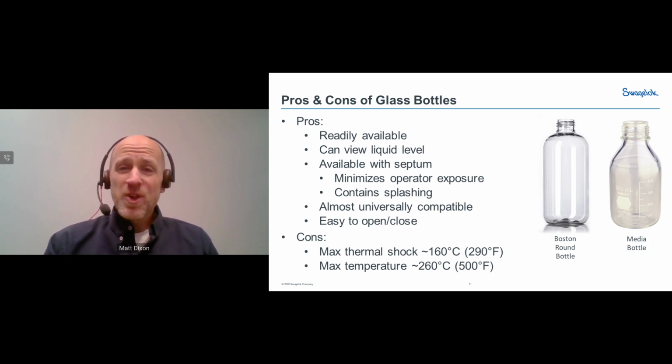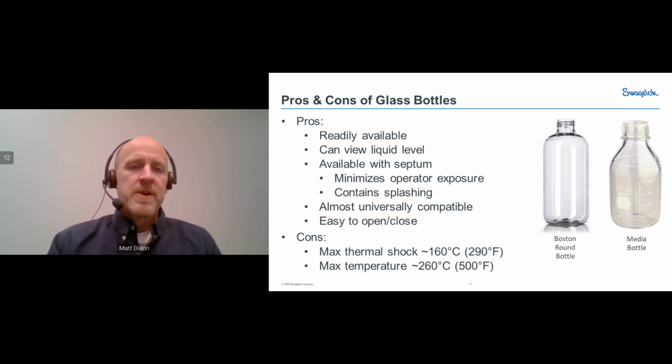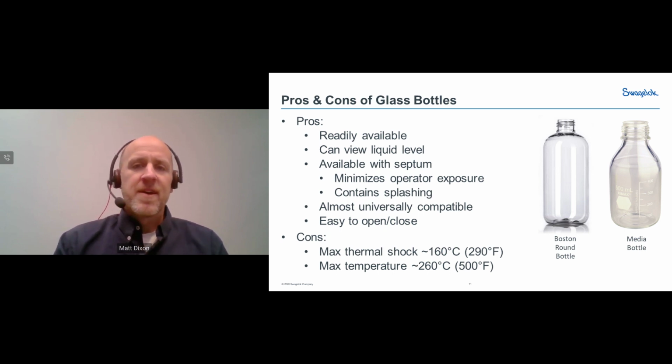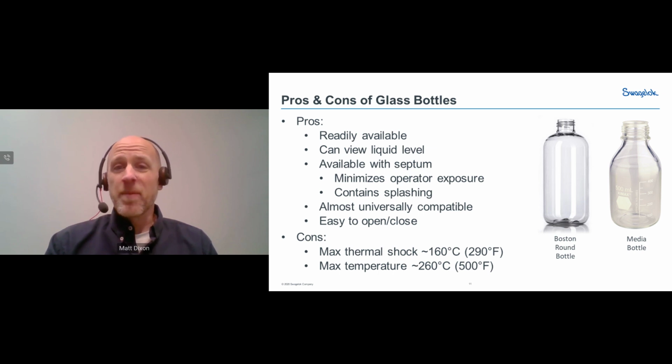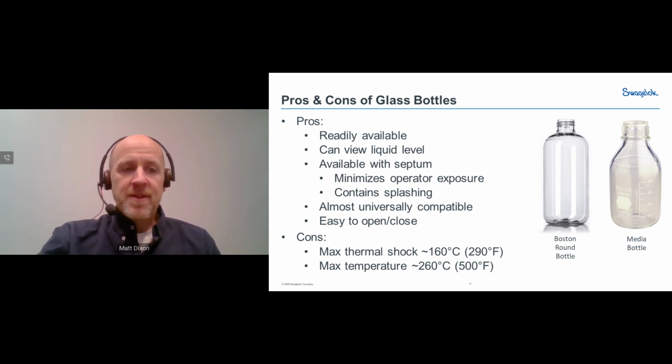But the issue is that you have to worry about thermal shock. When you're putting that hot sample into a bottle that is at ambient temperature, you can cause an extreme temperature gradient through that glass, which will cause it to crack and shatter. So you have that thermal shock rating of the glass, which is about 160 C or 290 F. As a result, if you're taking a sample of something that's really hot, you're probably not going to be using a glass bottle. Chances are you're going to be using a metal can.